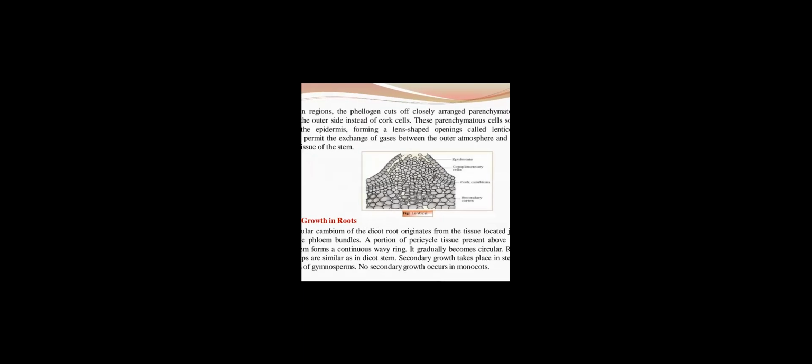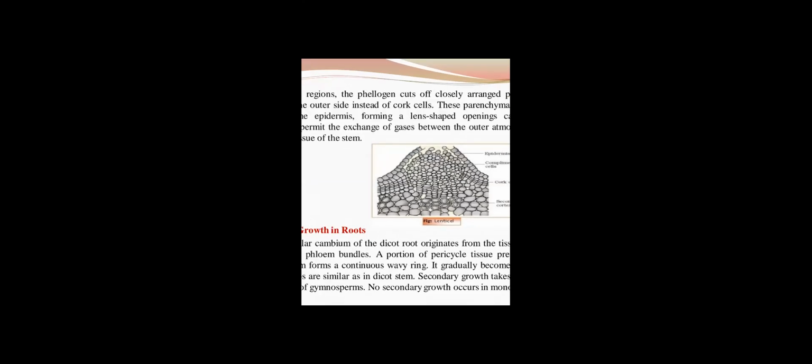We have a thing called lenticels here. So what are these lenticels, students? At certain regions, the phellogen will cut off closely arranged parenchymatous cells on the outer side. These cells will ultimately rupture the epidermis and form a lens-shaped structure. What you can see in the diagram, they form lens-shaped openings which are called lenticels. And these lenticels permit the exchange of gases between the outer atmosphere and the internal tissue of the stem.